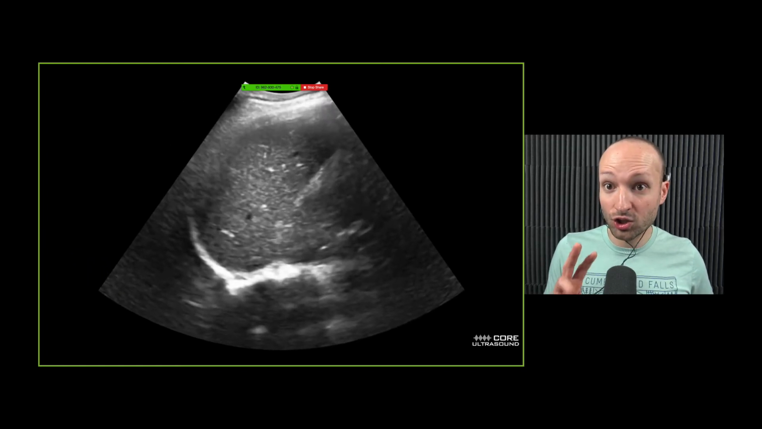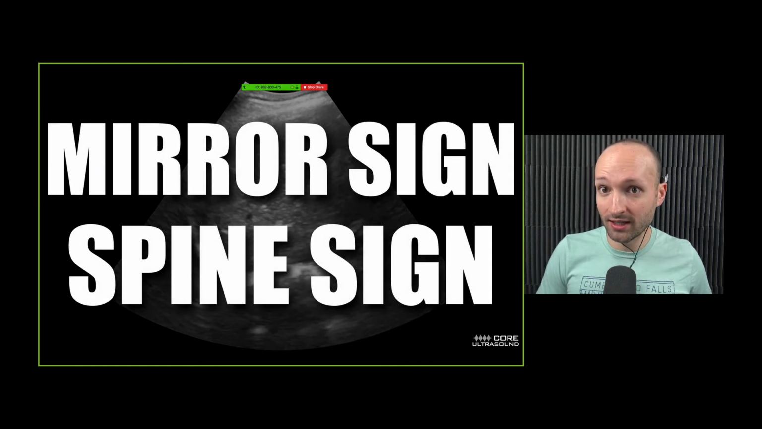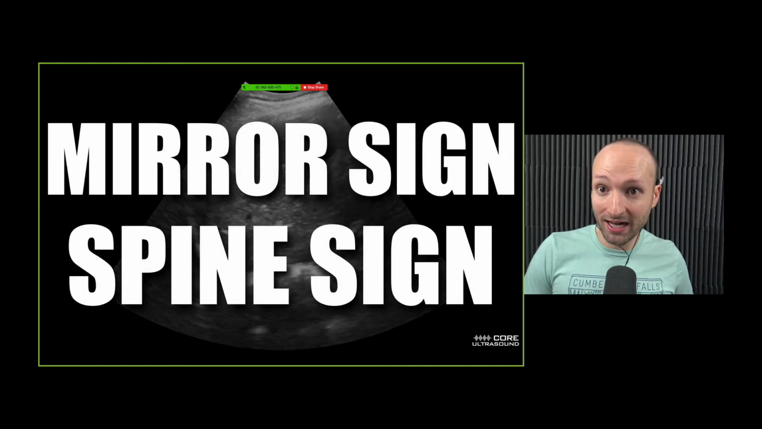Looking at that image, I want to talk about two signs. We have something called the mirror sign and something called the spine sign.